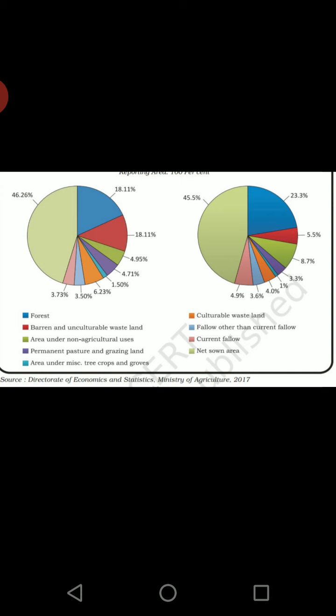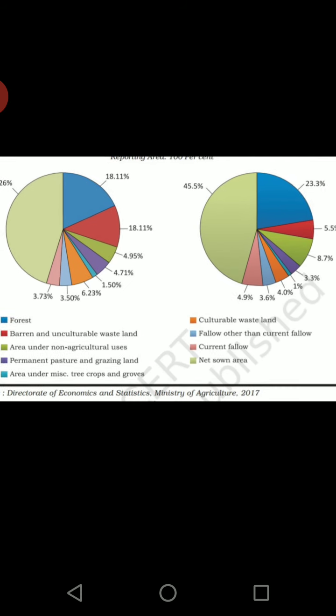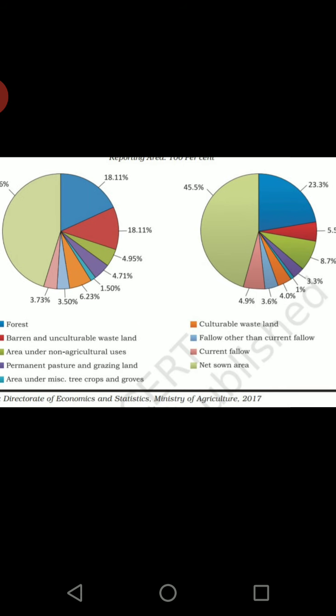Moving on to the second topic, the red color one, barren and unculturable wasteland. Obviously it is barren land, and unculturable means it cannot be cultivated. Now these lands have reduced in recent years. The reason is very obvious: they have been used for urbanization, industrialization and some kind of non-agricultural purposes.